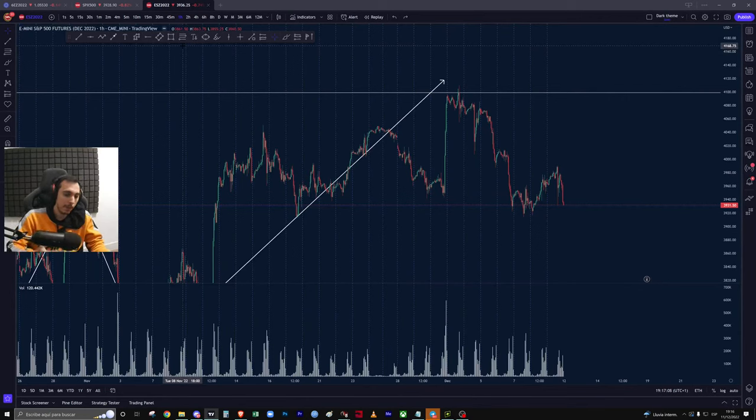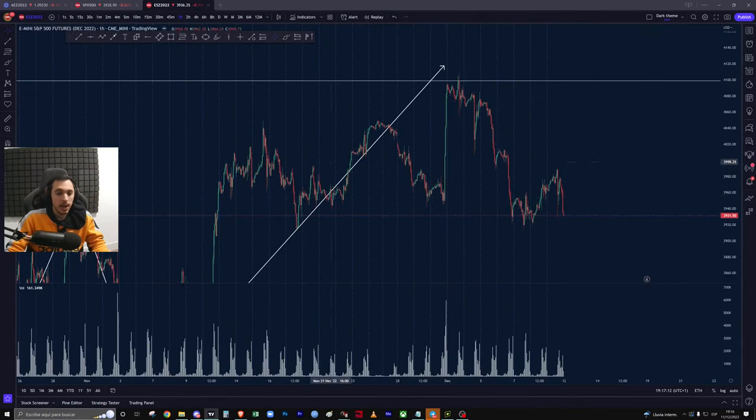So a false break of market structure coming from a quote unquote support or resistance level. And that's exactly what we're seeing here. We are seeing an illusion of support here.